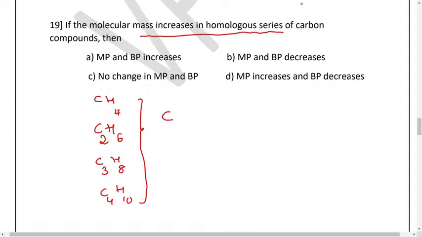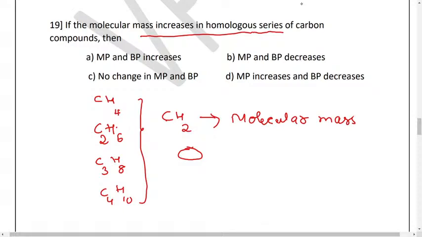Dear students, if you consider these members, what happens here? The number of carbon atoms increases by 1 unit and the number of hydrogen atoms increases by 2 units, isn't it? That means from here to here, the number of carbon and hydrogen increases, so the molecular mass always increases. Now, what happens once the molecular mass increases? Molecular mass increases only due to the increase in the number of atoms. Understood? As the number of atoms increases, for example, if the size of methane is this, only for example, I'll consider the size of methane is this.